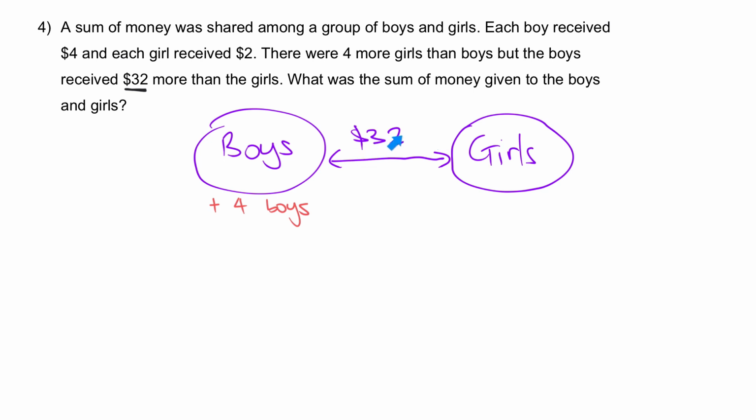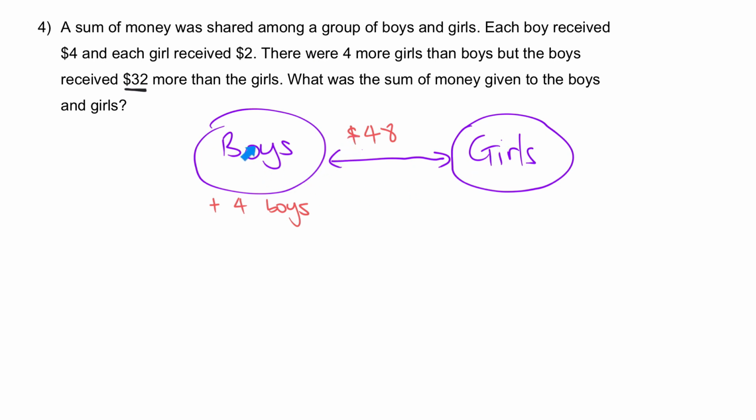How much more? Since each boy received $4, 4 boys will receive $16. So the difference is going to increase by another $16, such that the new total will be 32 plus 16, that is $48. $48 for an equal number of boys and girls. When we add in 4 more boys such that there's an equal number, the difference between them will be $48.